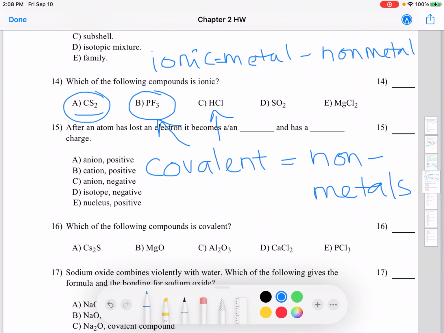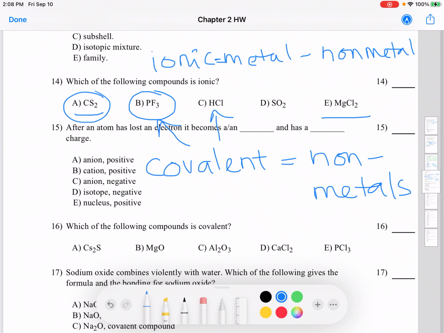And SO2, again, sulfur is a non-metal, oxygen is a non-metal, so that is also a covalent compound. And how do we name that? For covalent compounds we have to use prefixes indicating how many atoms, but for the first one we don't say mono. So the name of SO2 would be sulfur dioxide, and it is a covalent compound.